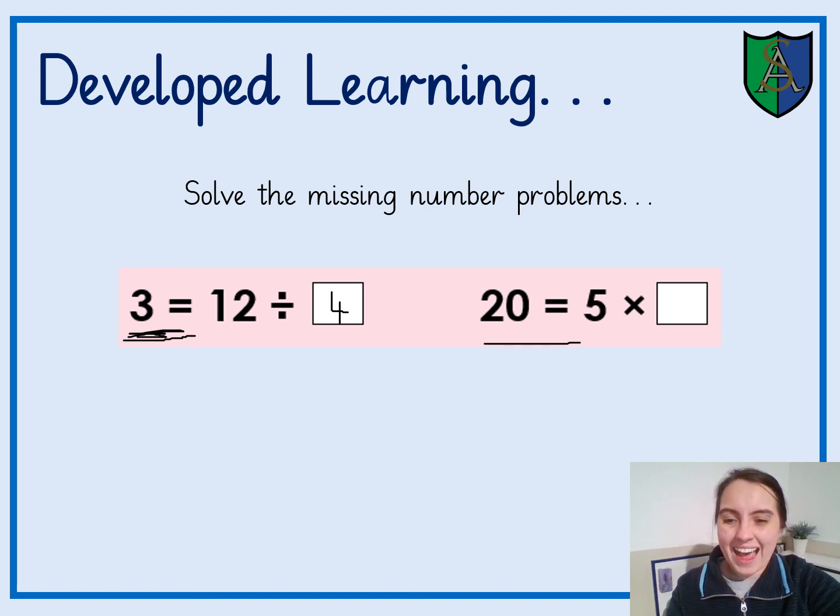Brilliant work, guys. And in this second example, it's the same thing. So we've got 20 here equals 5 times something. Well, all we need to do is find out what we times 5 by to make 20, okay? So if we were to count in our 5's until we got to 20, we would find the answer. Let's go ahead and do that now. 5, 10, 15, 20. So the answer is 4. Superb. Okay, so it's really easy. Don't be put off if the answer is at the beginning of the equation. You still work it out in exactly the same way.